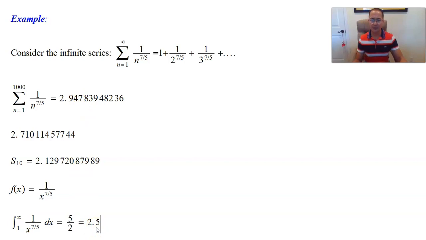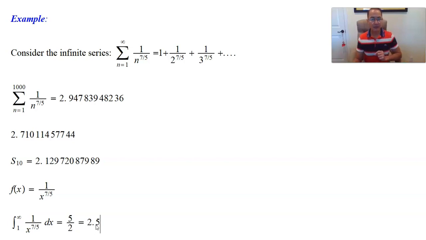All right, so let me warn you in advance that this improper integral in no way is going to be acceptably close to the exact sum of our infinite series. We don't even know what it is, but it looks like it's going to be at least 2.95. Right? So there's no way we should accept 2.5 as the exact sum of the series. Just warning you.